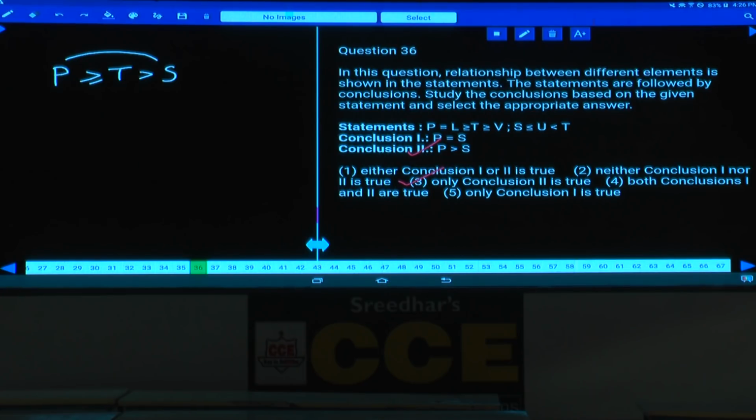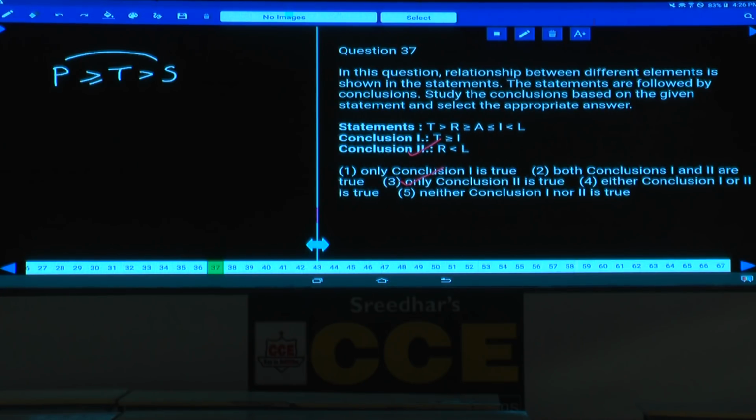Next one, question number 37. Now, in this 37, the relation between T and I. T is here and I is here. Between these two, there is one greater than and one lesser than, two opposite symbols. No relation can be drawn. And the relation between R and L. Between R and L, there is one greater than, one lesser than, no relation between these two. Hence, neither 1 nor 2, that is given in choice 5. Question number 37, choice 5.